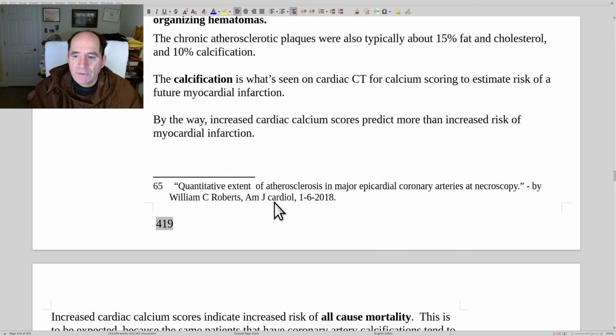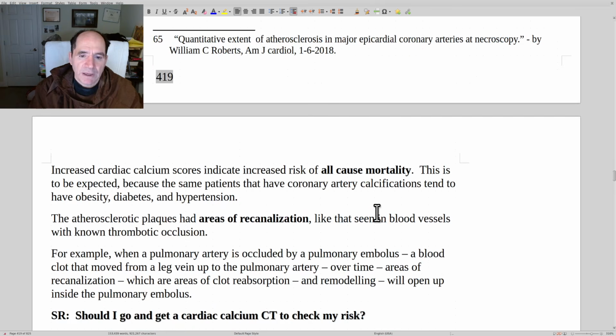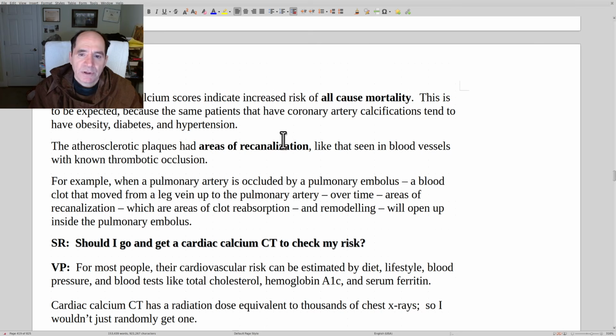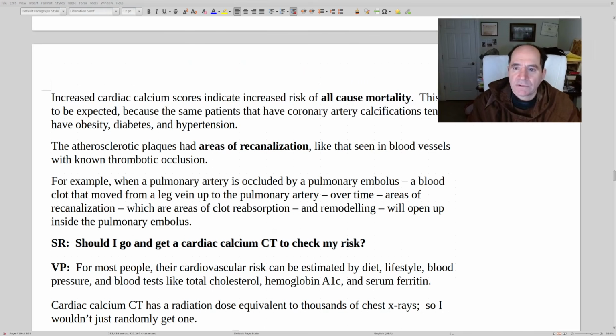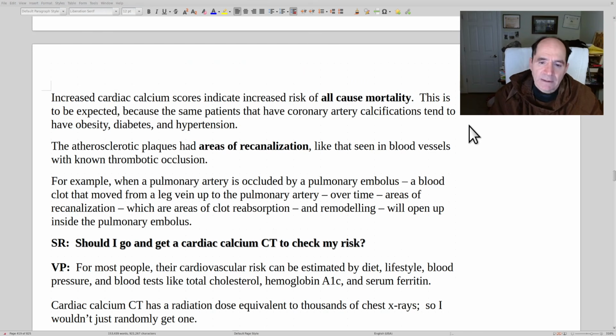Here's the big paper of William C. Roberts again, Quantitative Extent of Atherosclerosis in the Major Epicardial Coronary Arteries at Necropsy. Okay, so that's the big honking genius paper, sort of a legacy paper summing up his career, looking at thousands of autopsies of patients who died of heart attacks and ischemia-related arrhythmias. And it's a predictor, the cardiac calcium scan, of cardiac mortality, but it's also a predictor of all-cause mortality. Okay, because the same patients who get coronary artery calcifications, they also are obese and get diabetes and are hypertensive, of course. Okay.